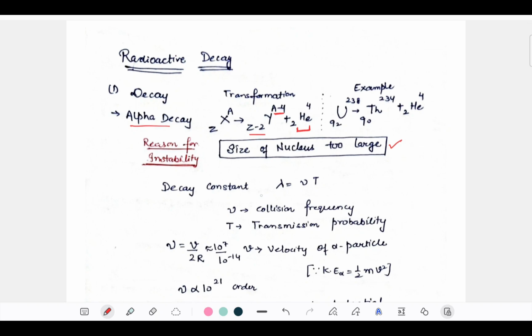Now what about the decay constant? As we know from our lower classes, the decay constant is denoted by lambda. But lambda depends upon two factors. The first one is nu and the second is t, where nu is the collision frequency and t is the transmission probability.